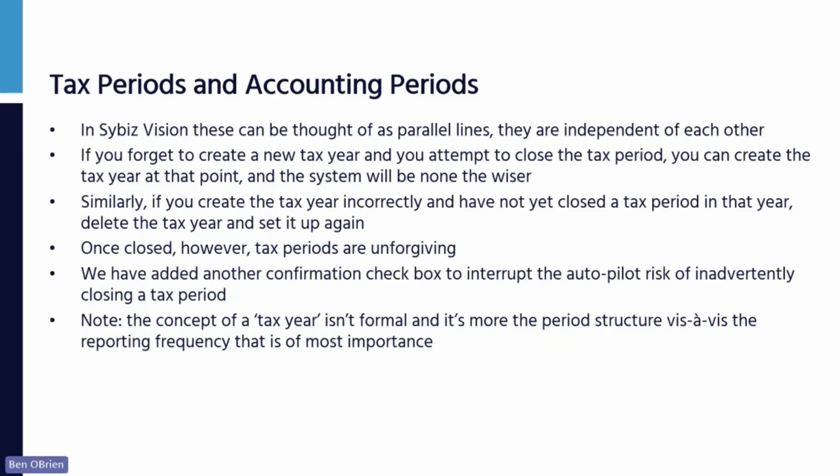And if you create them and you realize that you've set them up as monthly instead of bi-monthly or quarterly instead of monthly or whatever, you just right click, delete, and then create them again and get them right the second time around. So as long as you haven't obviously closed the tax period within that tax year, once you've closed one tax period, your tax year is then set. So just bear that in mind. And as I mentioned earlier, we've got that new confirmation checkbox to make sure that you're closing a tax period deliberately and not inadvertently.